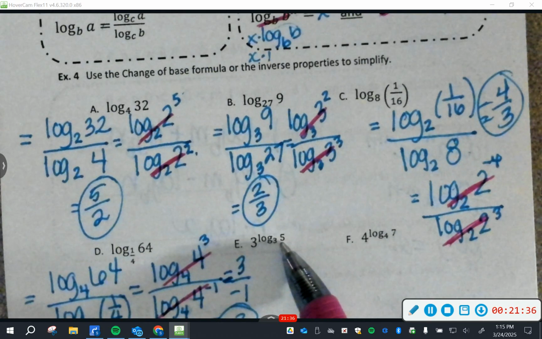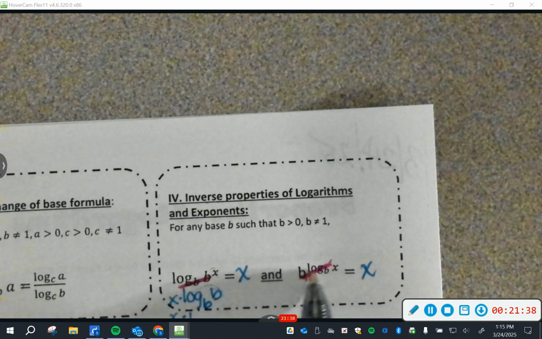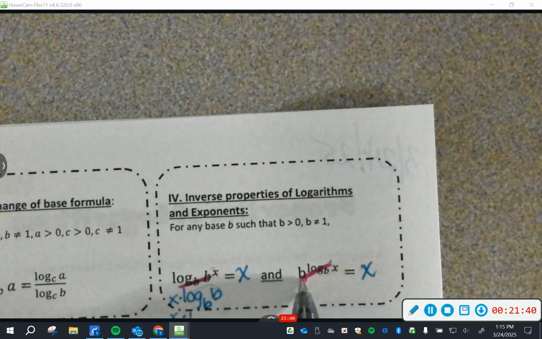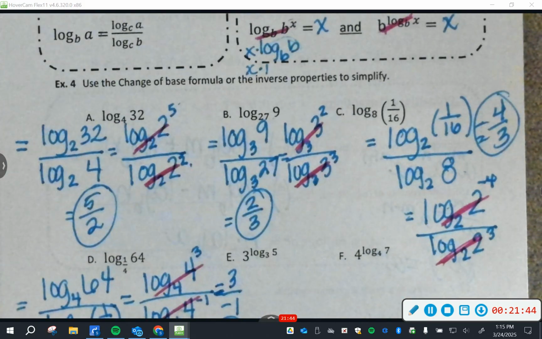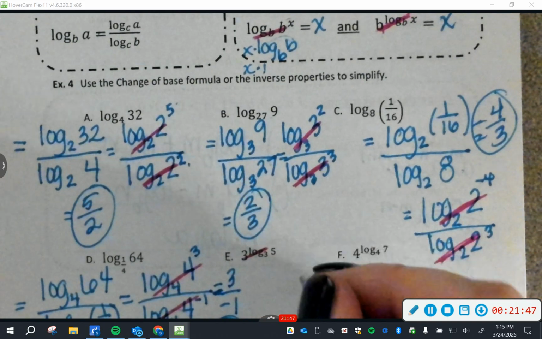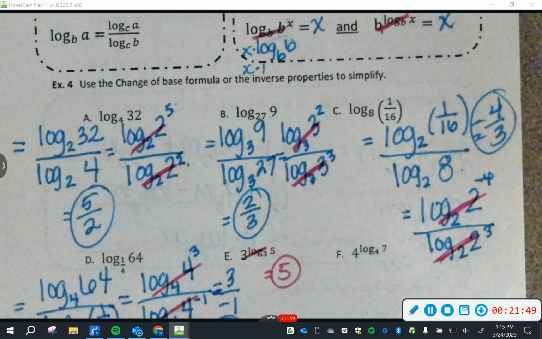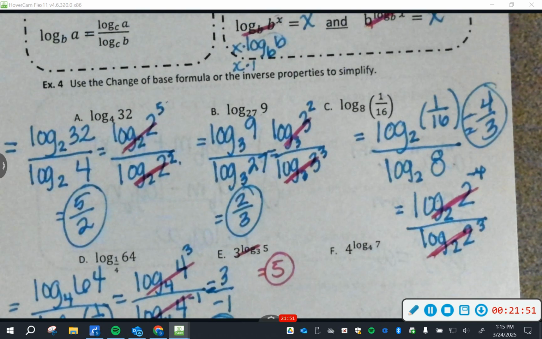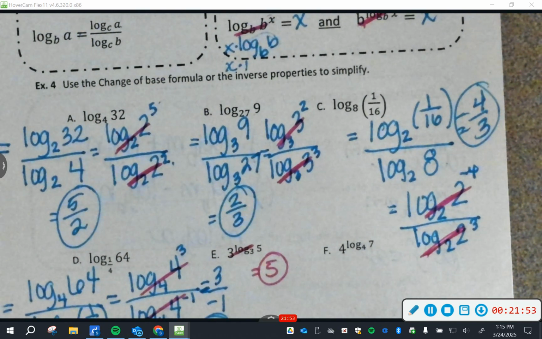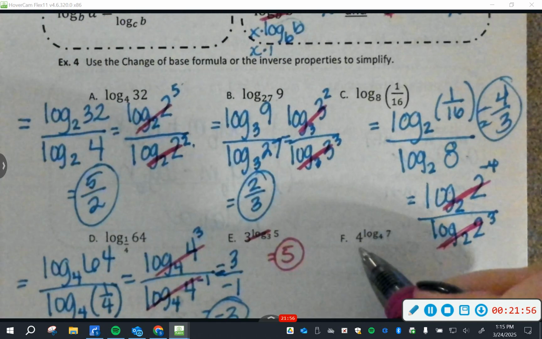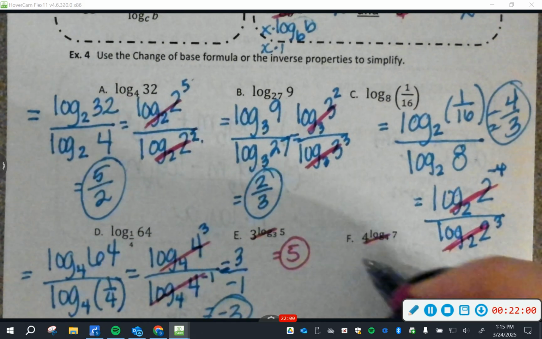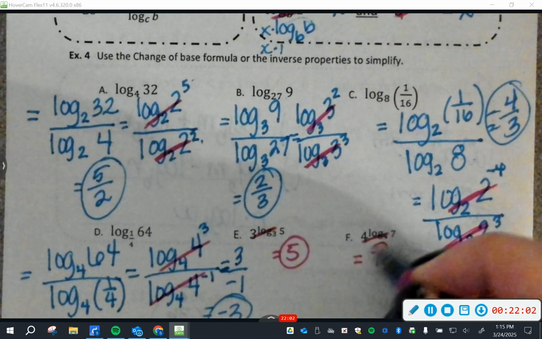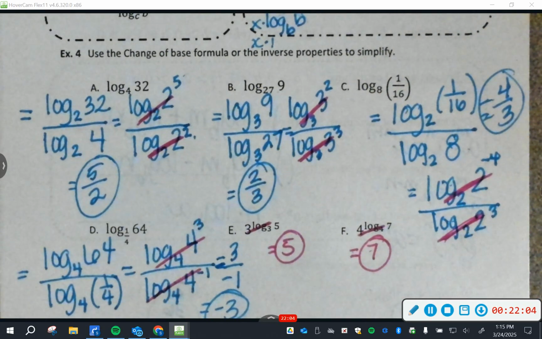3 to the log base 3 of 5. Now this is an inverse property. Base, base, match, they cancel. Okay? So that cancels, this just equals 5. These are really simple. 4 to the power of log base 4, that part just cancels. This one is just 7. Okay?